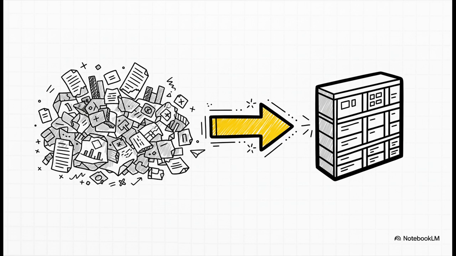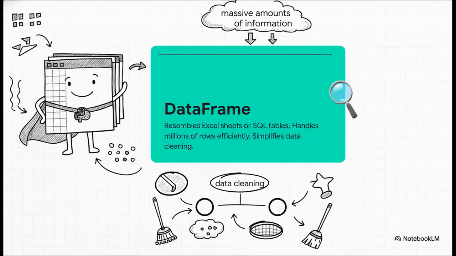So before we can even think about finding insights, we've got to organize it into a structure that we can actually work with. And that structure? That's the Pandas data frame. The best way to think about it is like a spreadsheet on steroids that lives inside your code. It's built to handle huge amounts of information, and it makes the really tedious parts, like cleaning and filtering, so much easier.